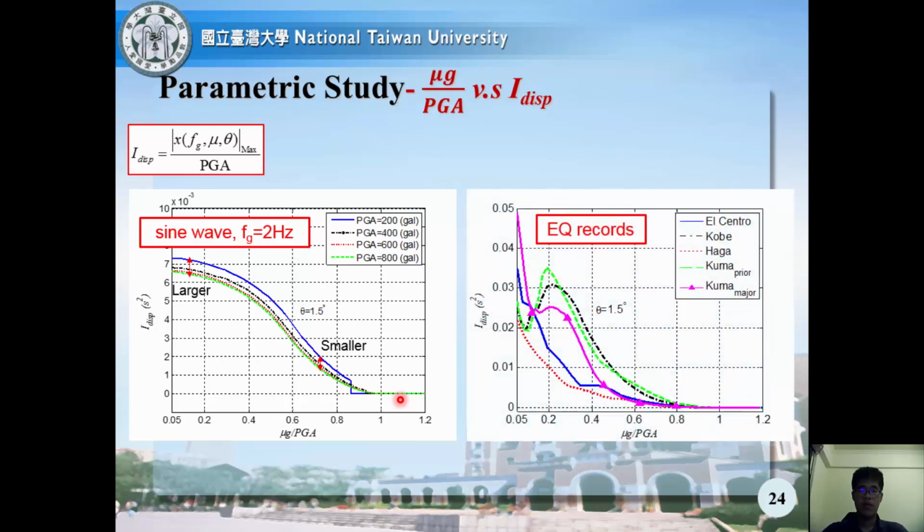However, from the right figure, we may see that the steady-state response under the sine wave and the transient response under the earthquake are quite different. Therefore, the system may not possess a straightforward relationship between mu g over PGA and the displacement response. However, we may also see that the displacement response will generally decrease as mu increases until it reaches the lower bound value equal to 0.